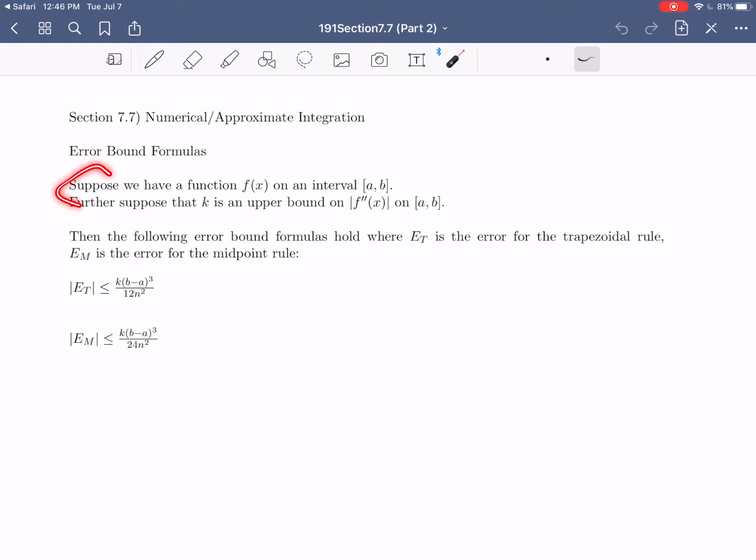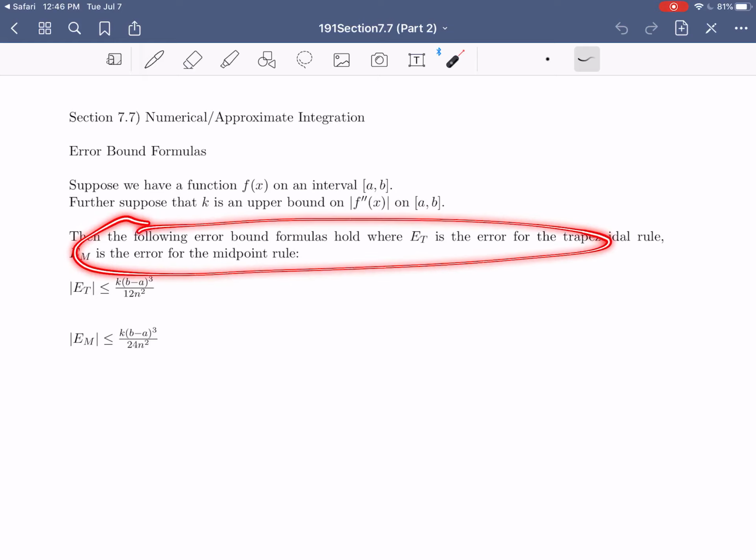So we're going to suppose that we have a function f of x on some interval a to b, and we're going to further suppose that this constant k is an upper bound on the absolute value of the second derivative of this function on that same interval. So in other words, k is the maximum value that the absolute value of the second derivative can take on in that interval a to b.